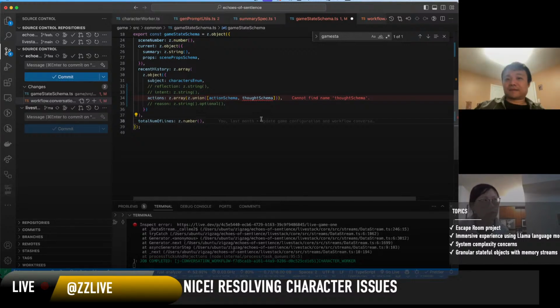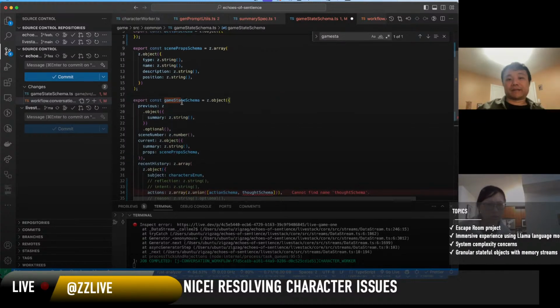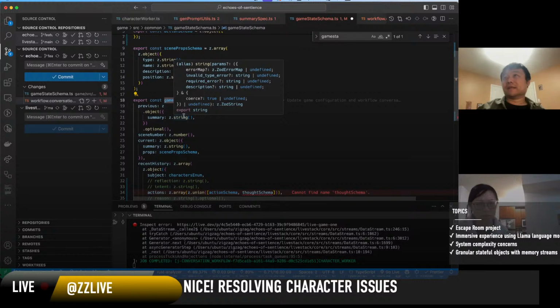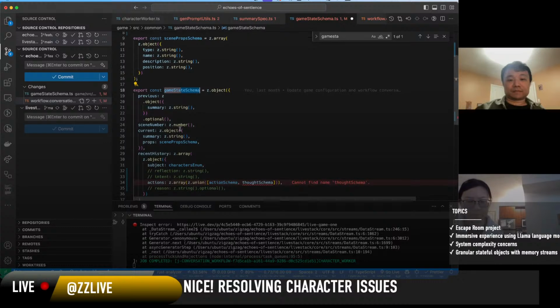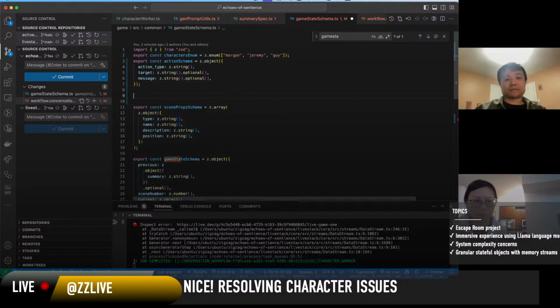I guess I'm just thinking when you're passing those along, does each of those character workers, supervisor worker, summary worker do validation on the typing? Yes. Everything is validated by game state schema. Okay. I think let's try. Should be okay.